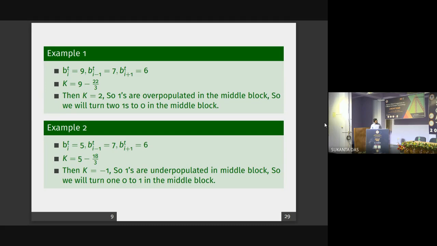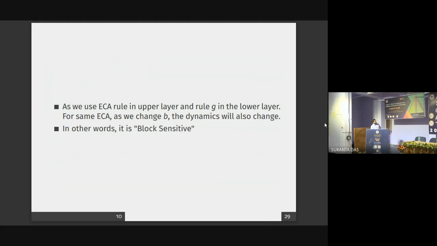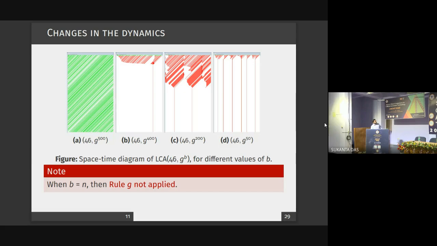As we use ECA rules in the upper layer and rule G in the lower layer for the same ECA, as we change the B, the dynamics also change along with that. In other words, we can say that the LCA is block sensitive. Here I have shown the changes in the dynamics. This is rule 46. Green is the original behavior of rule 46, and the rest are presented as red because they show dynamic changes.